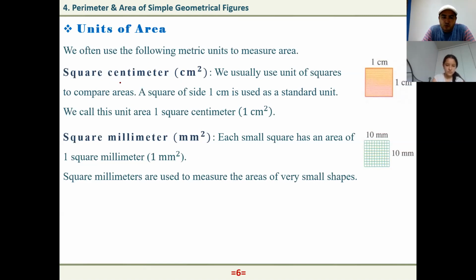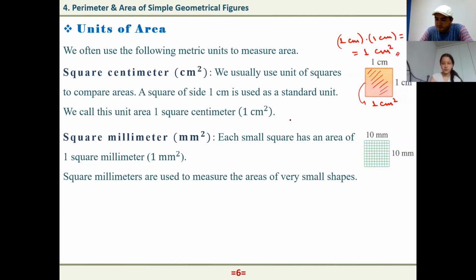The first one is square centimeter. What is a square centimeter? If you're given a square, one side is 1 centimeter and this side is 1 centimeter. What is the area of the square? The area of the square is defined as 1 centimeter squared. Why? Because that is length times width, 1 centimeter times 1 centimeter. What is 1 times 1? It is 1. Centimeter times centimeter, that is centimeter squared or square centimeter.